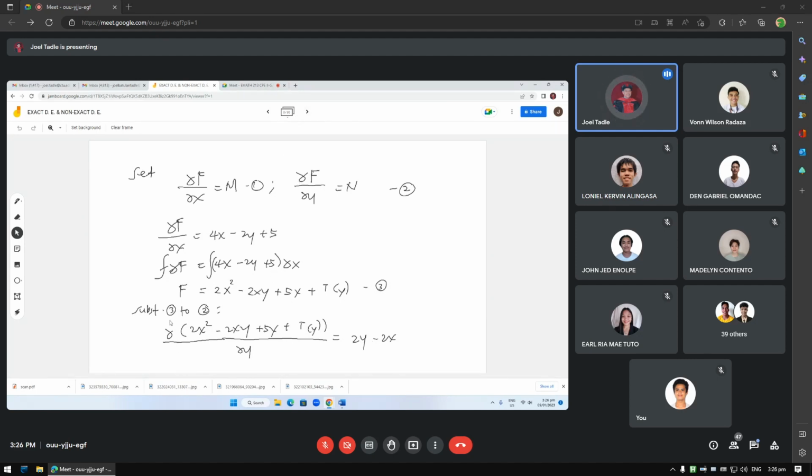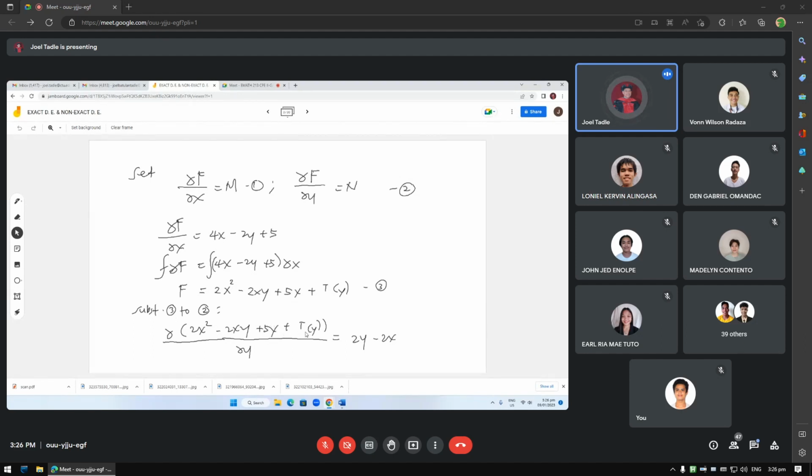So after that, we do the partial derivative again. For the 2x squared, we consider it a constant since we are differentiating with respect to y. What is the derivative of a constant? That is 0. Then the second term is negative 2xy, so the 2x we consider a constant and just take it out. So negative 2x is our answer for the second term. Then there is a third term, which we consider a constant, so it becomes zero.